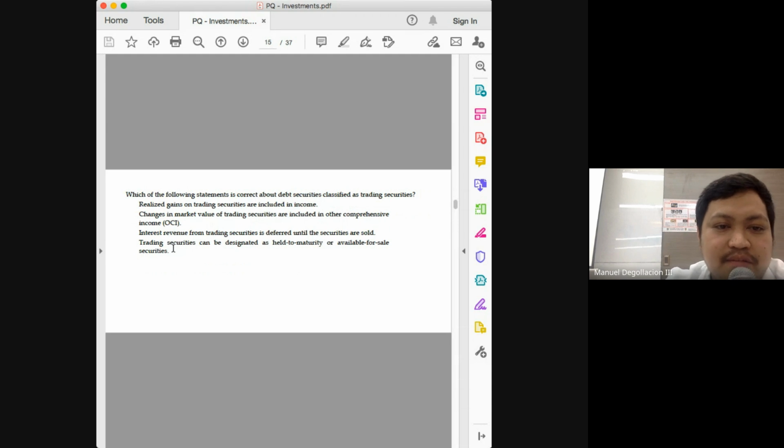Next, trading securities can be designated as held to maturity or available for sale securities. That is false because they do not have any. No, it's inconsistent. Okay, so if it's trading, then it's trading. Available for sale securities is a different classification.